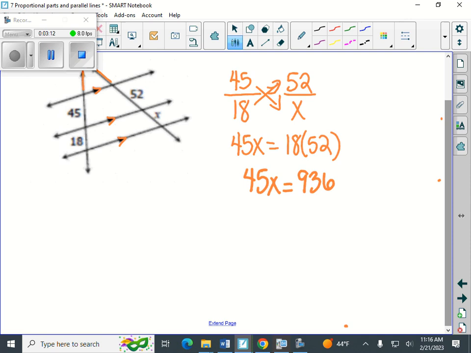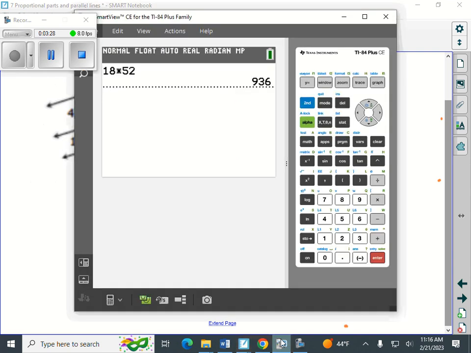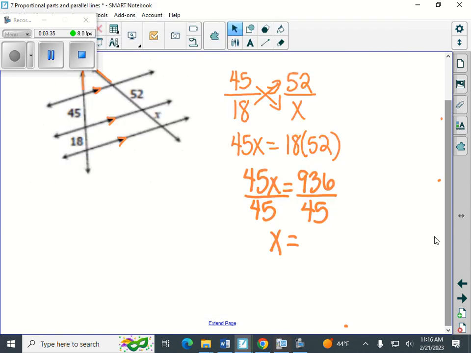And then we can solve for x by dividing both sides by 45. So we'll flip back over to the calculator. Again, feel free to use Desmos. 936 divided by 45 gives us 20.8. Let's look at one more on this video.